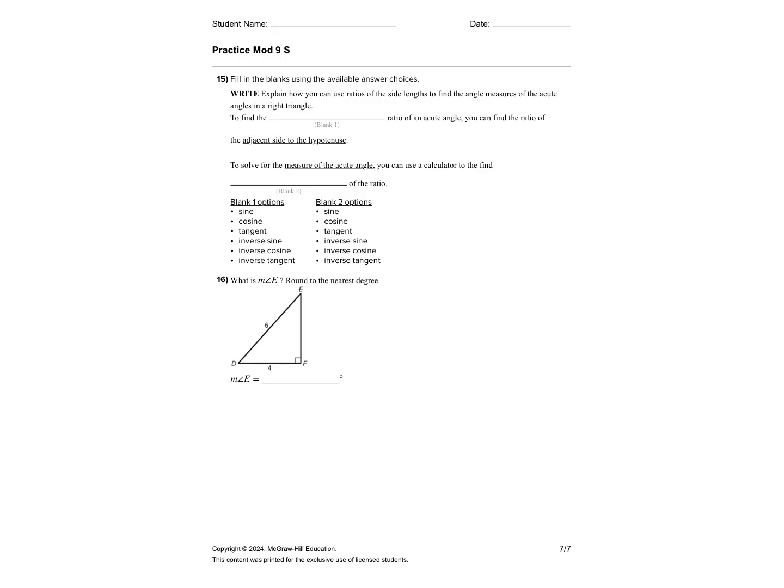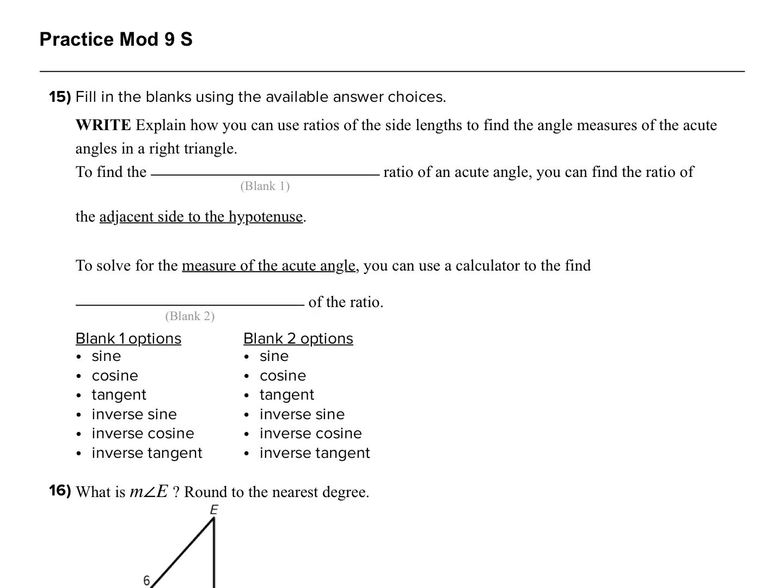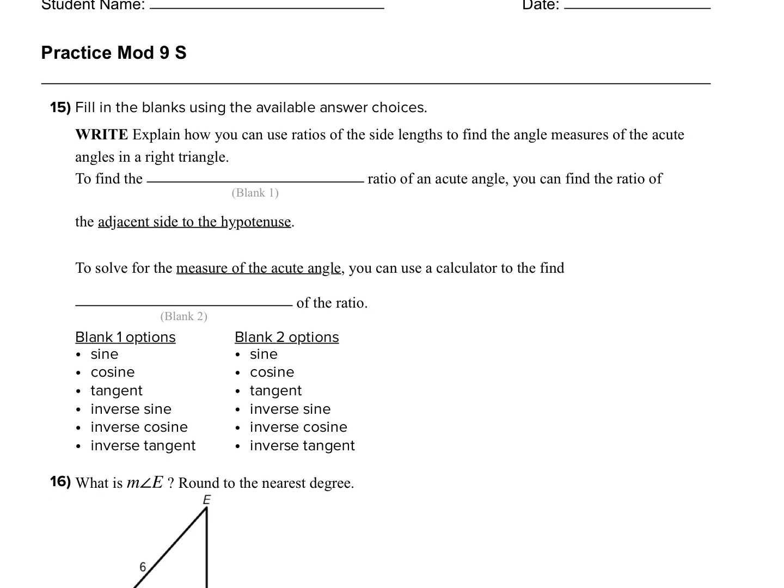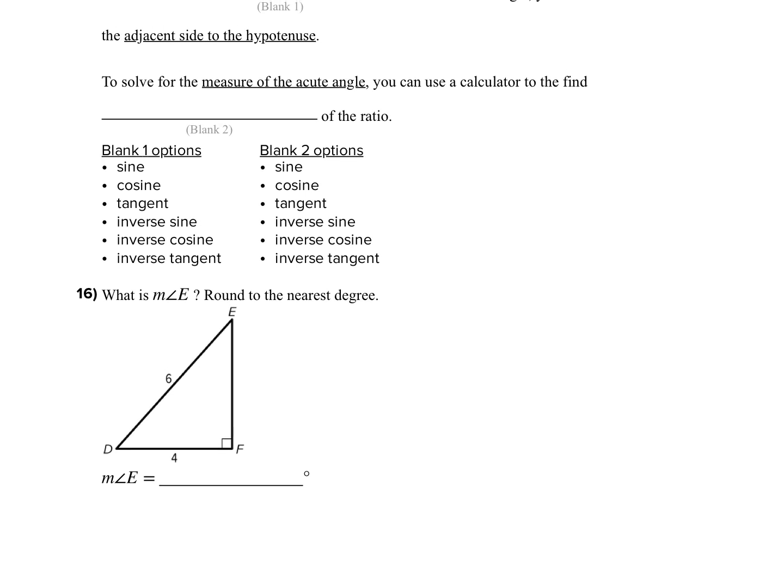Okay, next question. Explain how you can use ratios of the side lengths to find the angle measures of the acute angle. All right, so let me do 16 first and go back to 15, and I'll show you why. This way you can at least follow the steps with me, and then we can fill in the words. Might be a little bit easier.